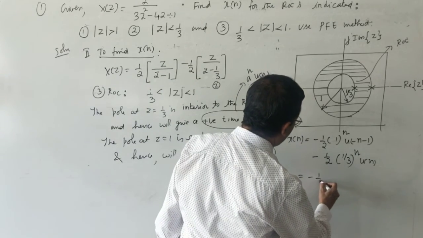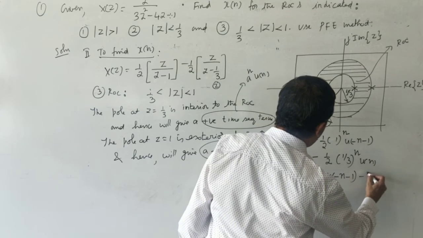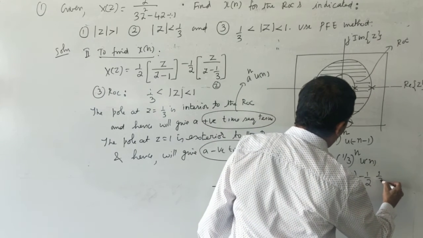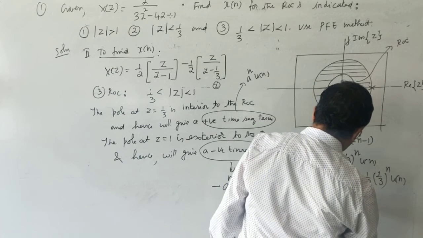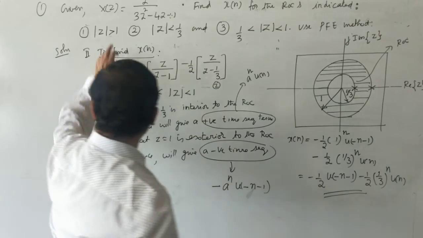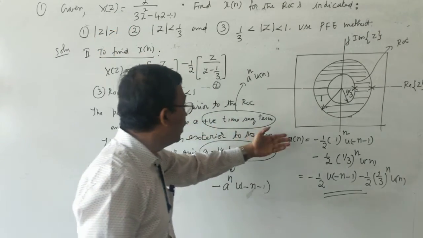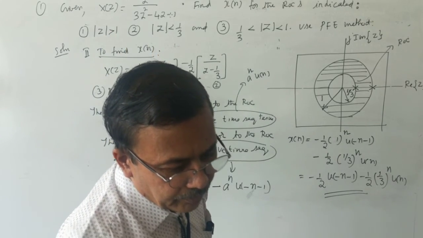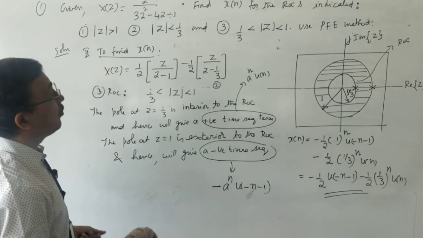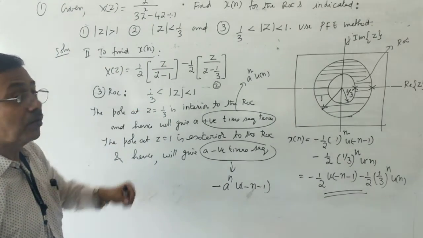So we can write this as minus half into u of minus n minus 1 minus half into 1 by 3 to the power n into u of n. So for the same function x of z, there are 3 possible answers for x of n depending upon the ROC given. I hope you have understood this problem. So I'll go to the next one.